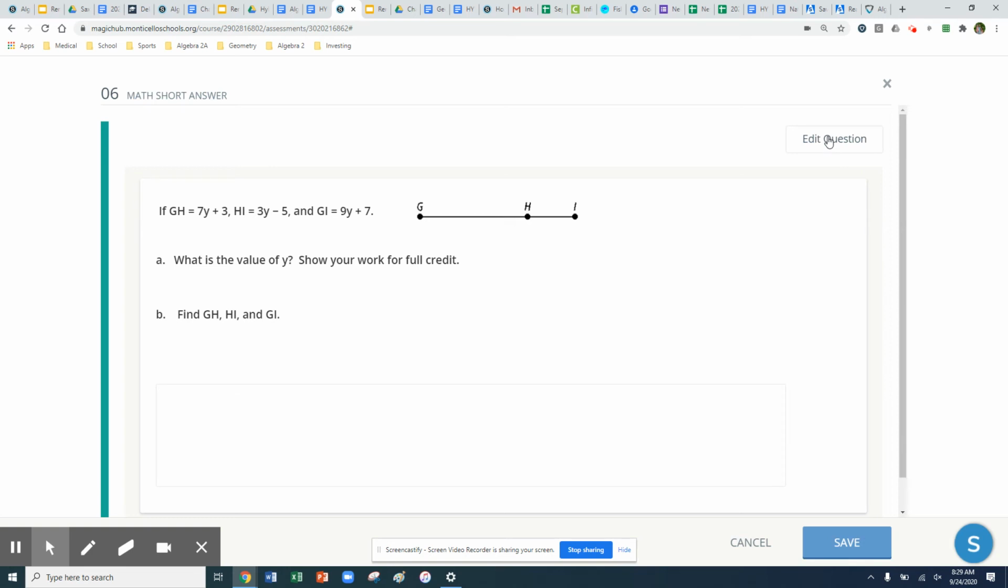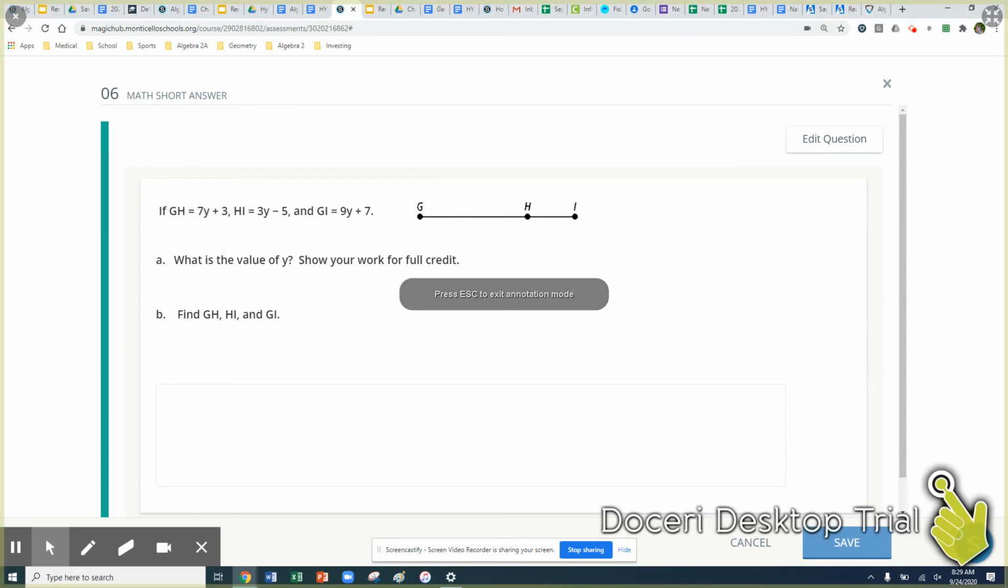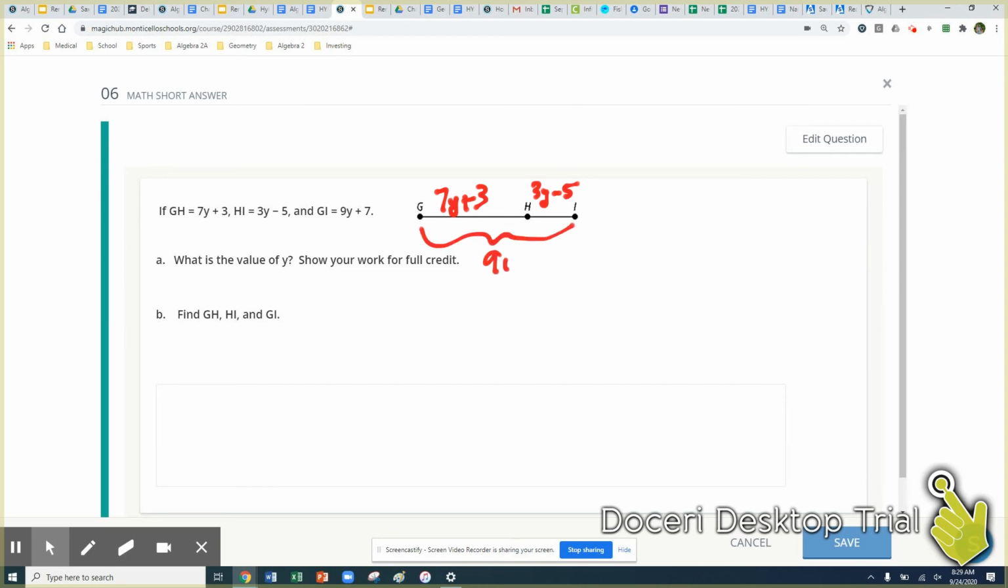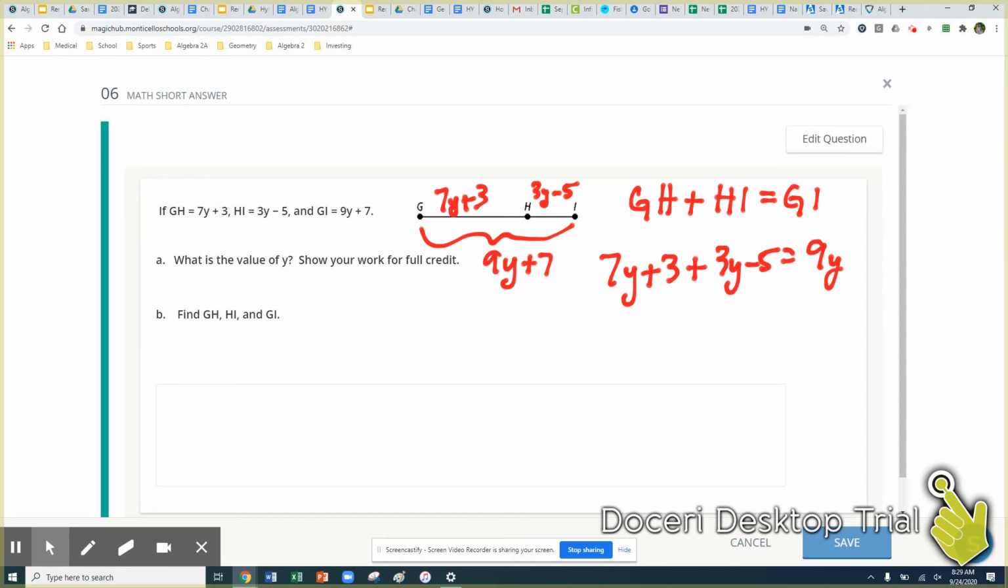So then you can start to fill in. This is where you could write, like on a sheet of paper, if you have a sheet of paper during your quiz, GH is 7y plus 3. HI is 3y minus 5. And then the whole thing is 9y plus 7. So segment addition, then I'm going to take the GH segment plus the HI segment, and that's going to equal the GI segment. So 7y plus 3 plus 3y minus 5 equals 9y plus 7.